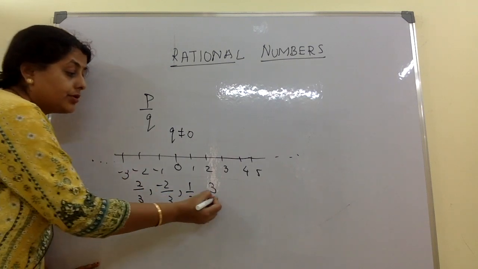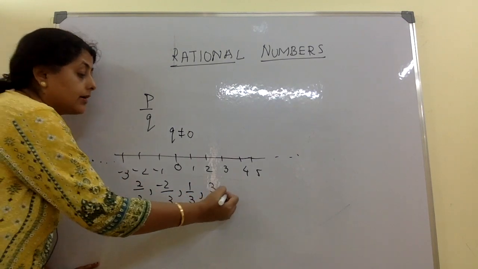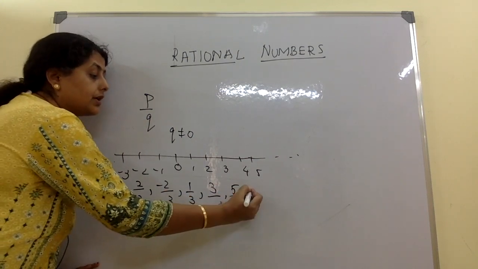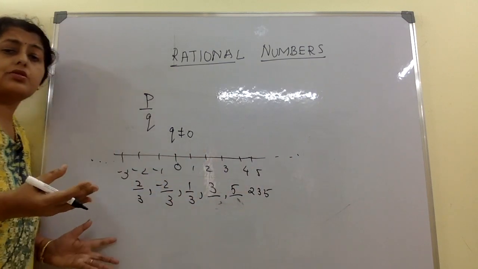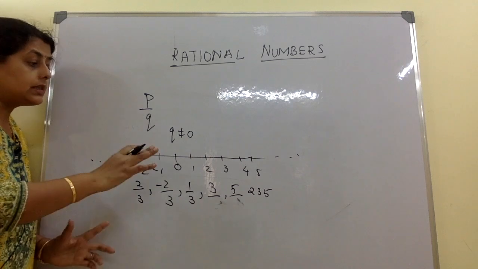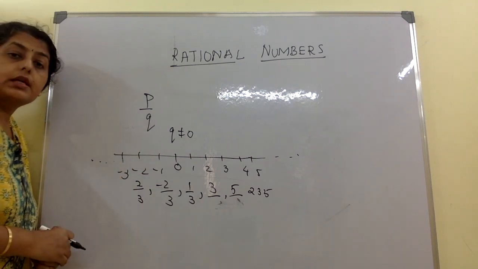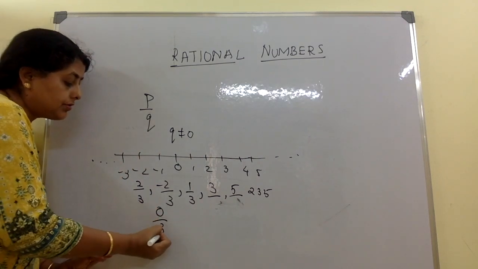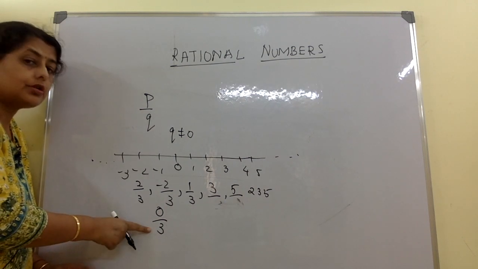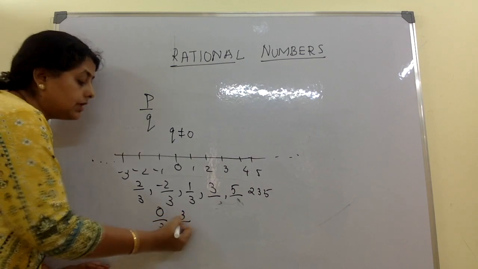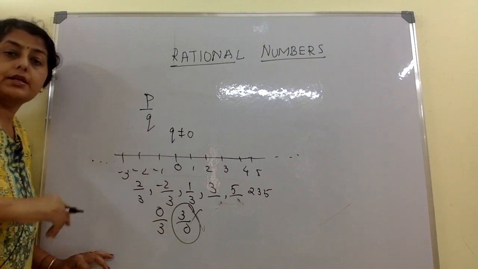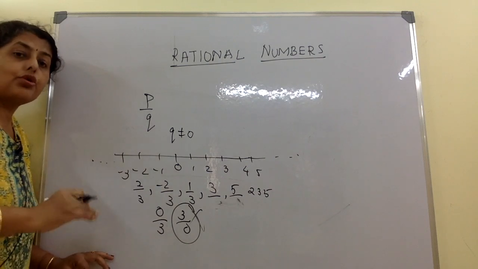Why is it a rational number? Because I can always write it like this. I can write a 5 or I can write 5 by 1. So just a number, even I can write 235. That is also a rational number because I can write 235 by 1. That is perfect. So these are all rational numbers. Now if I write 0 by 3, this is also a rational number because 0 is allowed in the numerator, not the denominator. But if I write 3 by 0, this is not a rational number because of this condition.